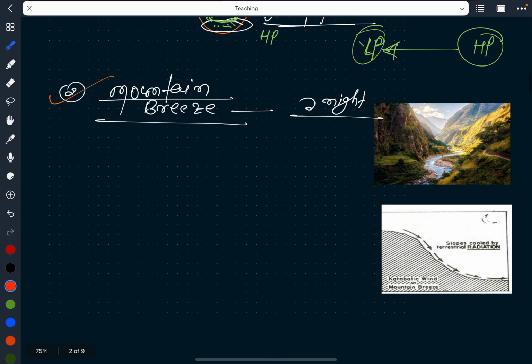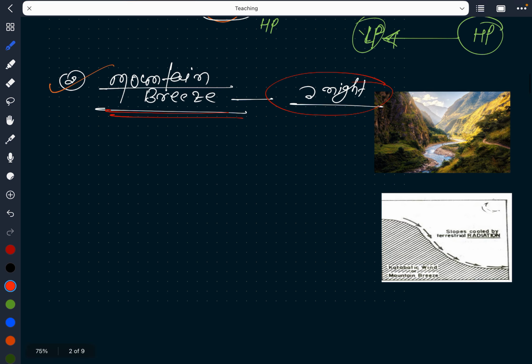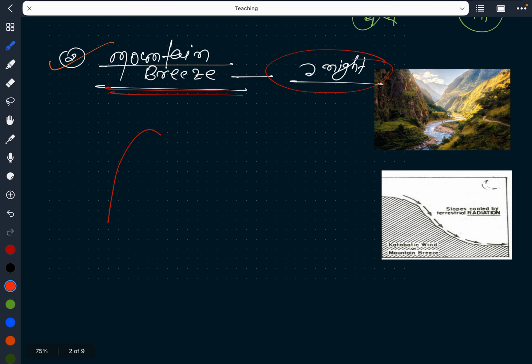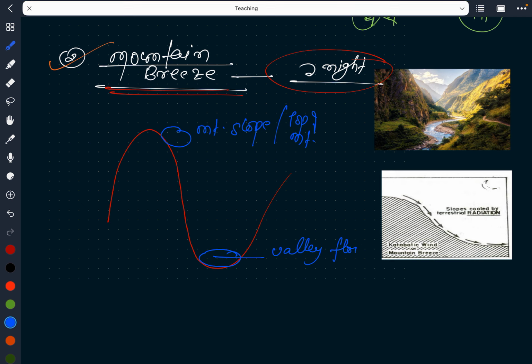Now see, the another topic is mountain breeze. It will blow at night. At night what do we have? The moon. Is the sun visible during night? No. So what will happen? Let me make a diagram for you. See, this is your similar mountain slope, or top of the mountain, and this is your valley floor. So what happened during night?